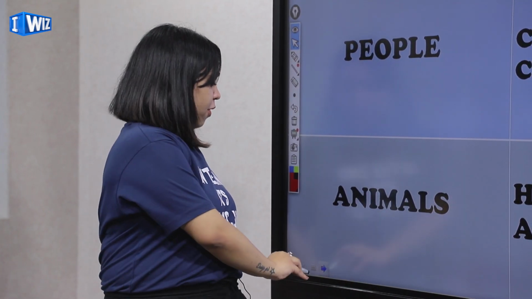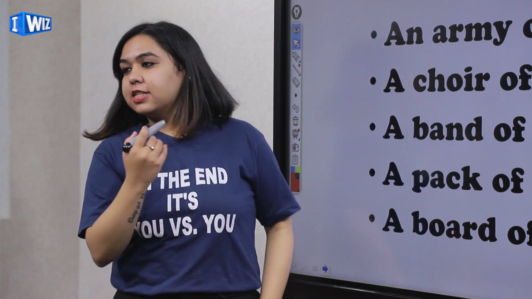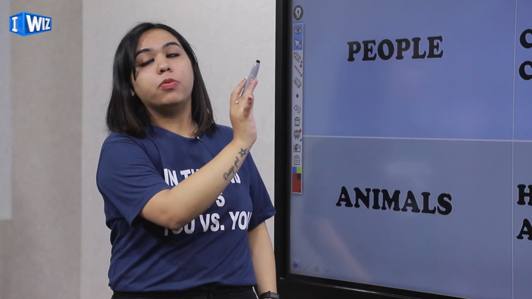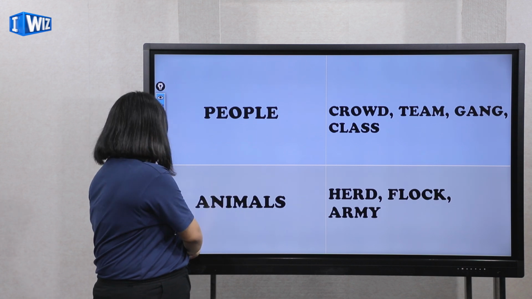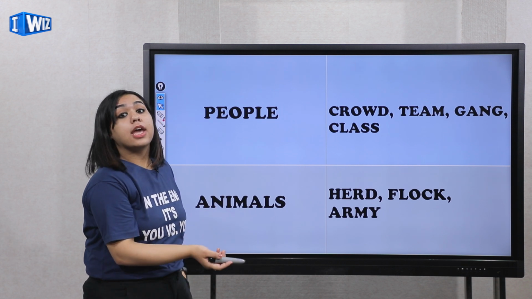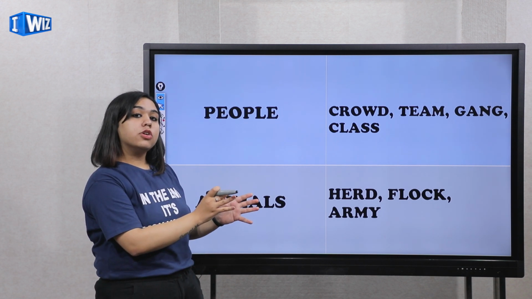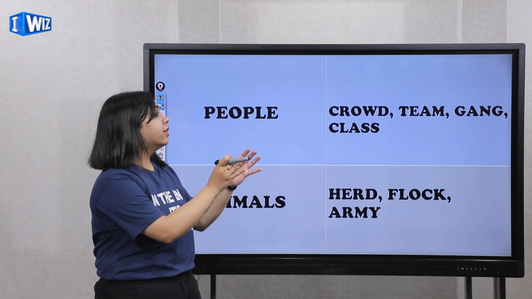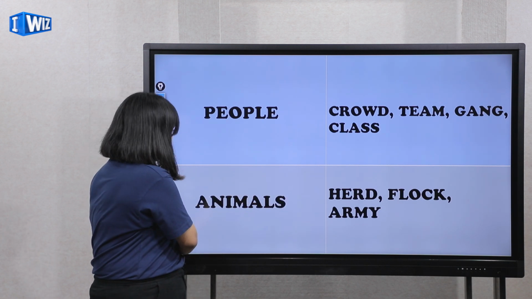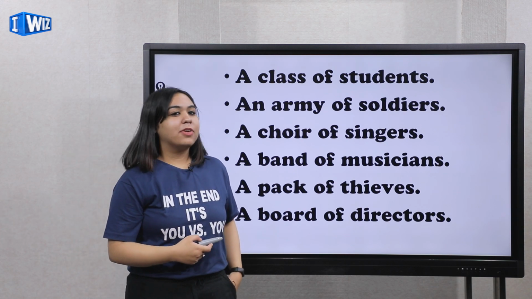Okay, let's move forward. Now, these are some of the examples. I told you in the previous one that for people we use crowd and team and gang. For example, a team of footballers or cricketers and a gang of thieves. Now, cricketers are also persons and the thieves are also persons. So that's how we use collective nouns for them. Okay, let's read some collective nouns.